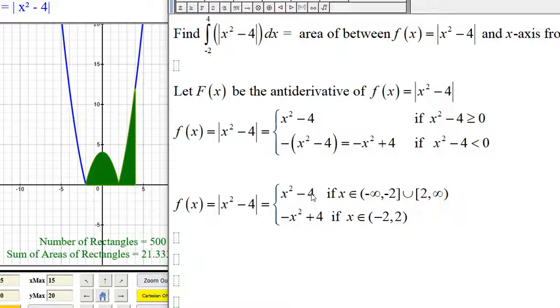So one more time, to set up the integrals, the first region is from negative 2 to 2. And from negative 2 to 2, we will use this as f of x. And then the second region is from 2 to 4. And 2 to 4 is in here. And so we will use the x squared minus 4 to set up the integral.